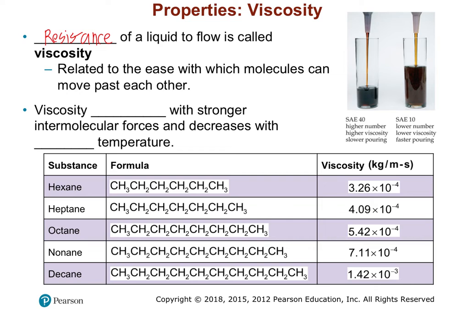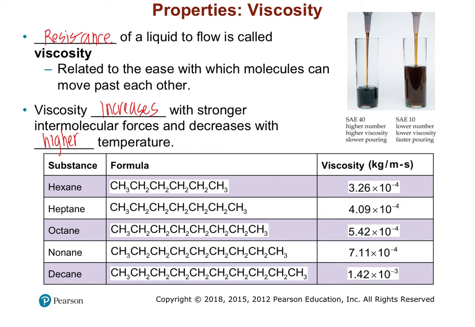So when things are able to move past each other easily, then their forces, or IMFs, are not as strong. But if molecules have really high intermolecular forces, then it's going to be harder to move past each other. So viscosity increases with higher or stronger intermolecular forces. And if we increase the temperature, then we're getting those molecules that are able to move around easier, so the viscosity will decrease. So viscosity goes down with an increase or a higher temperature.